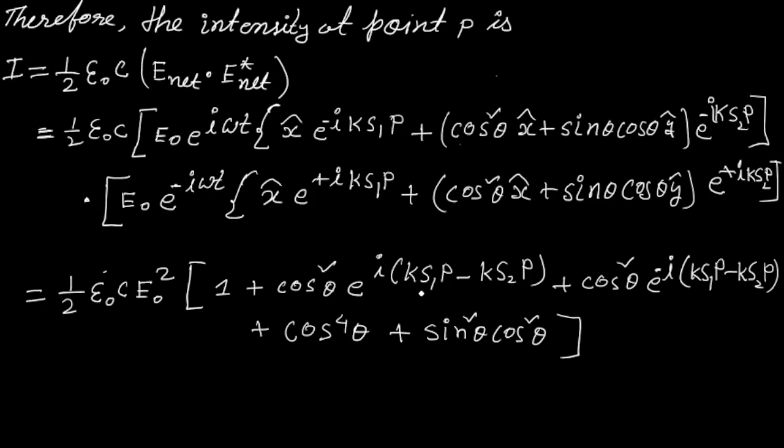And now what is this? If we take k common, then it will be k into s1p minus s2p, that is the path difference between two waves, and into k, that will be the phase difference between two waves at point p. So if we write phi as the phase difference between two waves at point p, we can write phi is equal to k into s1p minus s2p.